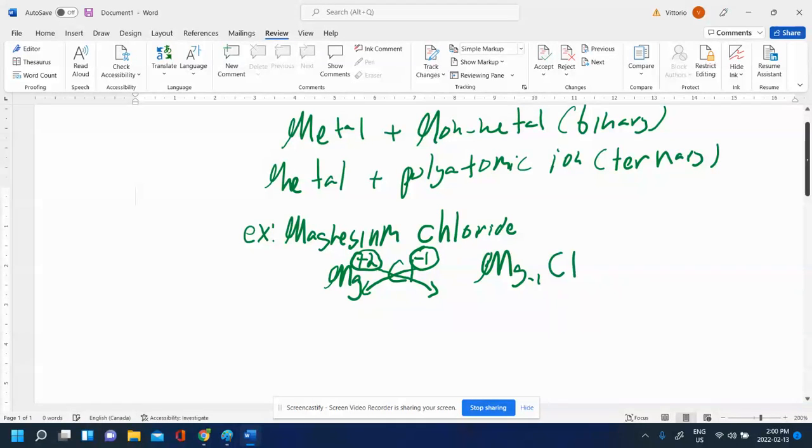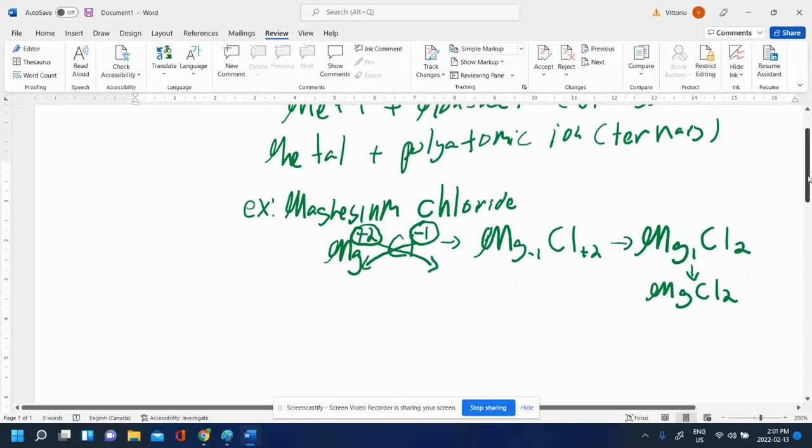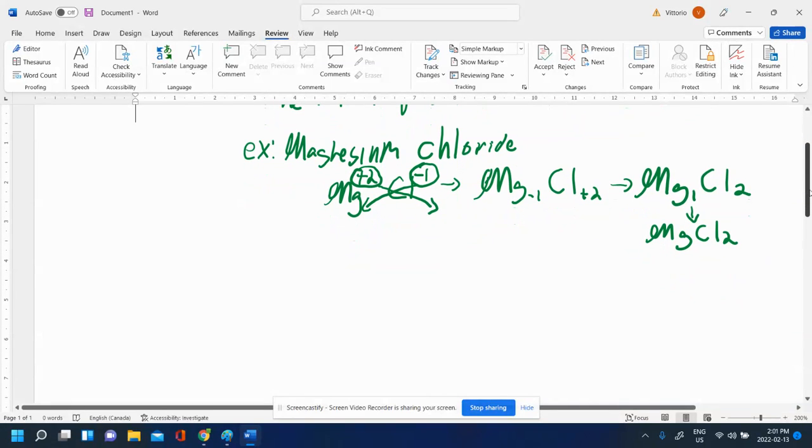-1 Cl +2. You then get rid of the signs. You don't need those anymore. So we have Mg1 Cl2. And when you have 1, you don't need to write it anymore. It's implied. So we can just write this as a nice final cleaned up formula, MgCl2. That's writing a formula for a simple binary ionic compound.